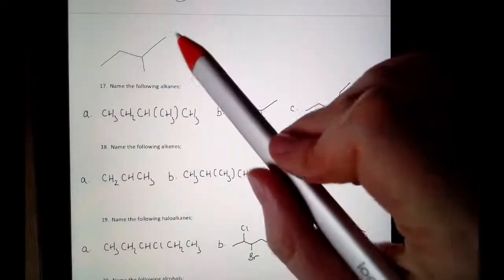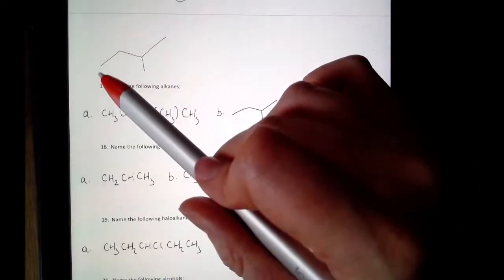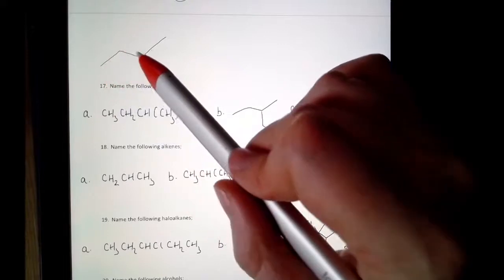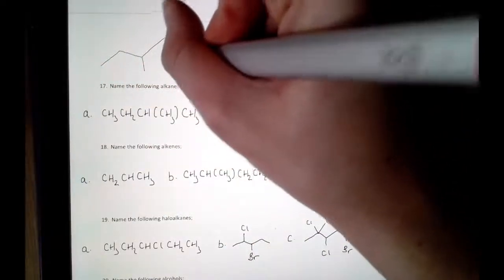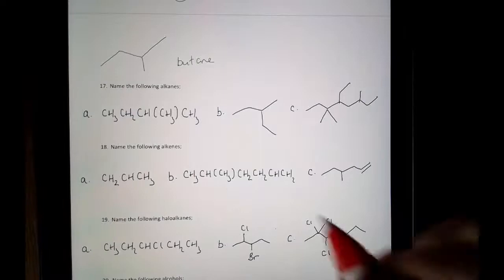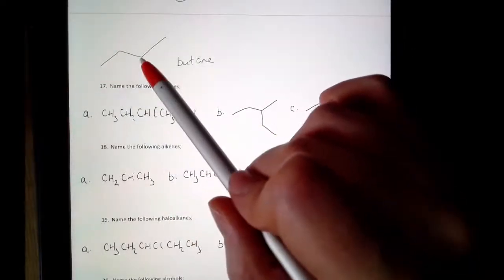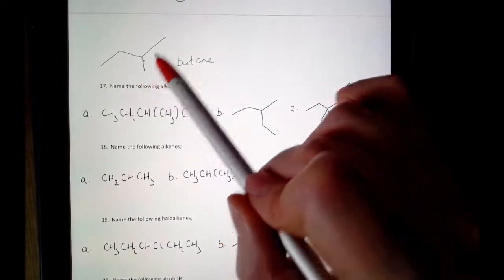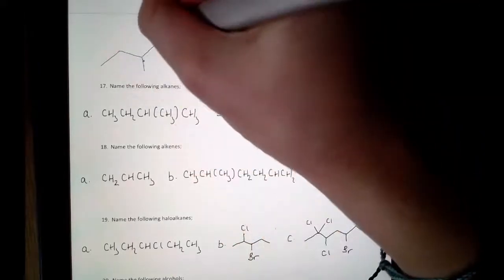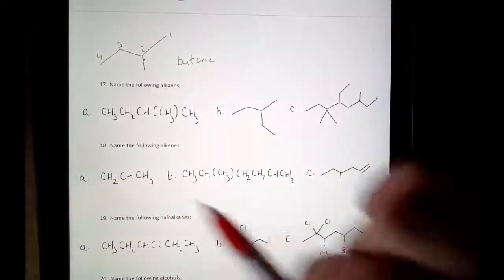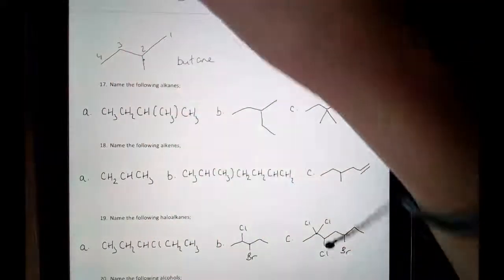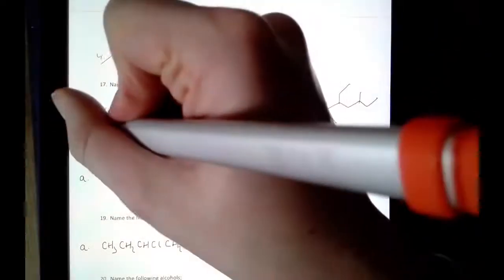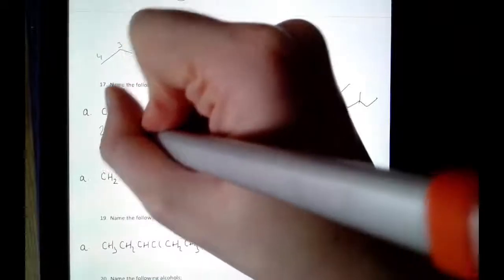My longest continuous chain is 1, 2, 3, 4 carbons long. If I go here, 1, 2, 3, 4, I can't get longer than 4. That means it's going to be butane, but I've got a substituent. If I number from left to right, I'm going to get 1, 2, 3. Carbon 3 has a substituent, but if I number from right to left, it's carbon 2 that has a substituent. I always want to give the lowest numbers to my substituent, so I'm going to number it from right to left. On carbon 2, my substituent is a methyl group, so it is going to be 2-methyl butane.